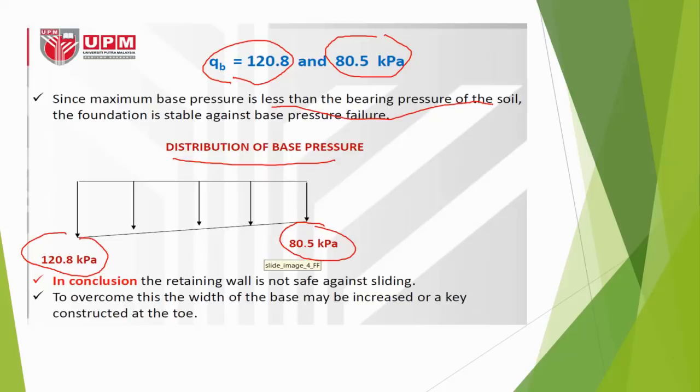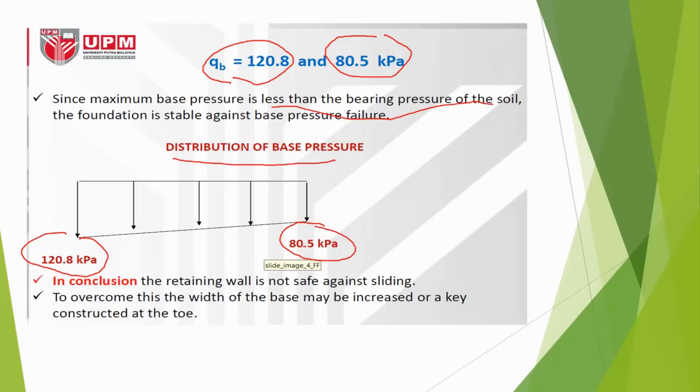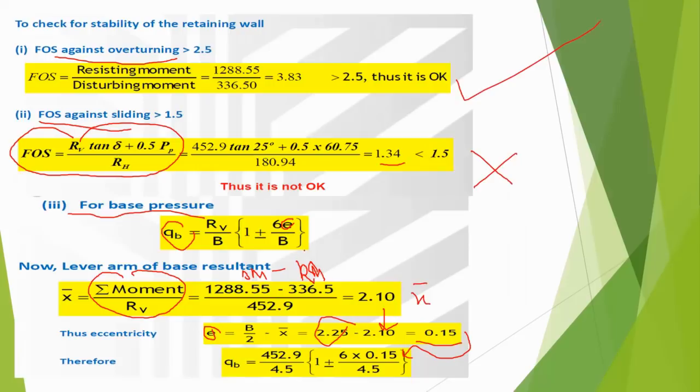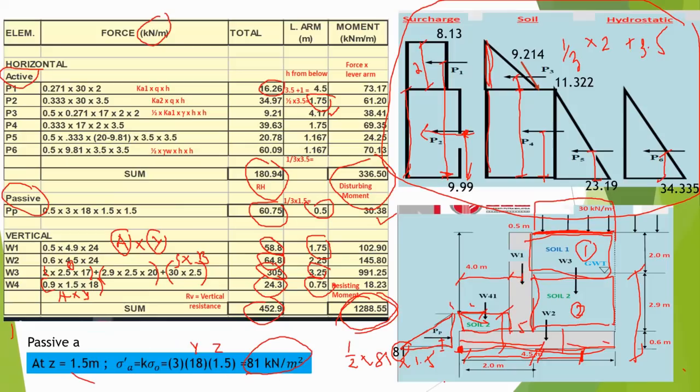So, in conclusion, overall conclusion, as we can see here, the FOS against sliding is not okay. So the retaining wall is not safe against sliding. It means if it slides forward, it is not acceptable. Not safe. That's why to overcome this problem, you need to increase the base width a little, then put a key at the bottom. So the base has a key in the middle below. So this is a key. To overcome this problem as well, if you calculate in real life, okay? So this is the way how to solve the retaining wall.